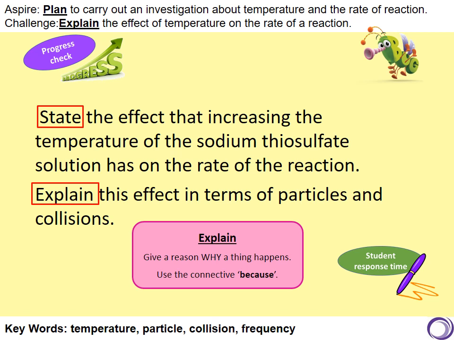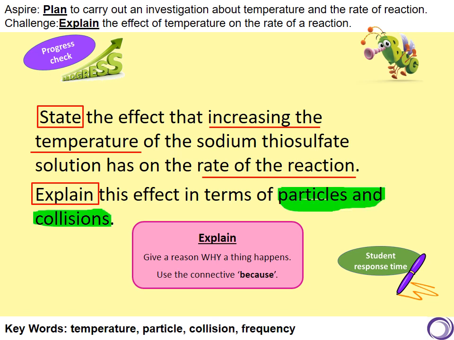Explain, we need to give a reason for that, and often to explain why something happens it's a good practice to use the connective because. If we underline our keywords for this reaction, then our keywords are increase in temperature and the rate of reaction. So we're going to need to include those in our answer. And then if we glance back over the question, we can see that we've also got particles and collisions in there. So we're going to have to make sure that we explain this in terms of particles and collisions.